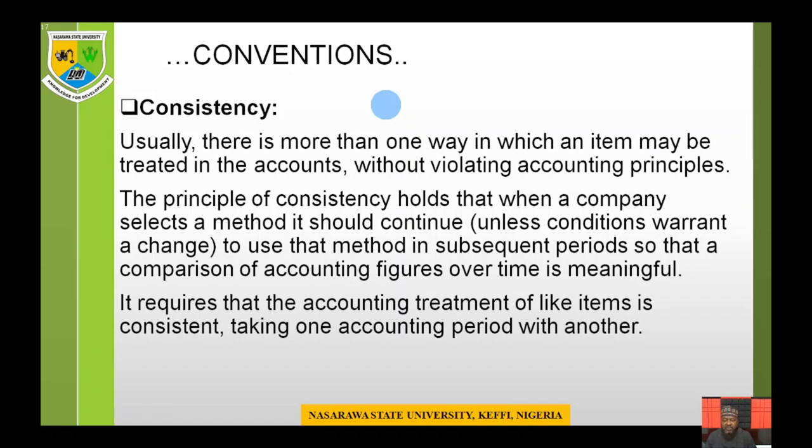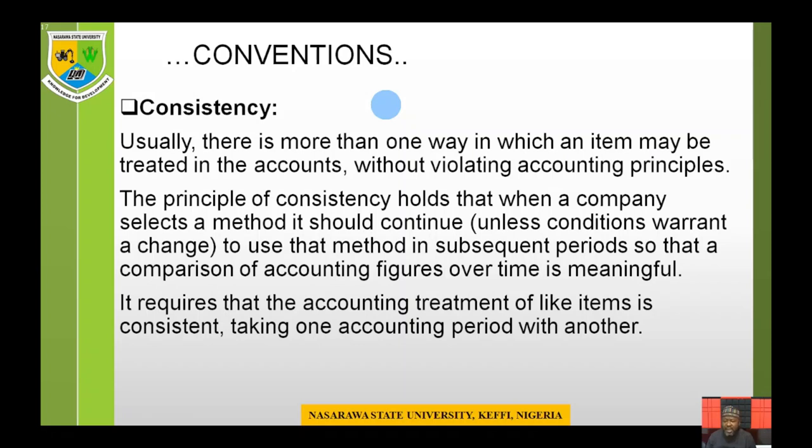In place of using LIFO this year, in the subsequent accounting year you use FIFO, in the subsequent accounting year you use another method, comparison of accounting figures over this period will not make any sense. Another example is depreciation. There are different methods of providing depreciation for assets. We have the straight line method, we have the sums of year digit method, we have the reducing balance method, we have the production unit method, we have the machine hour method.